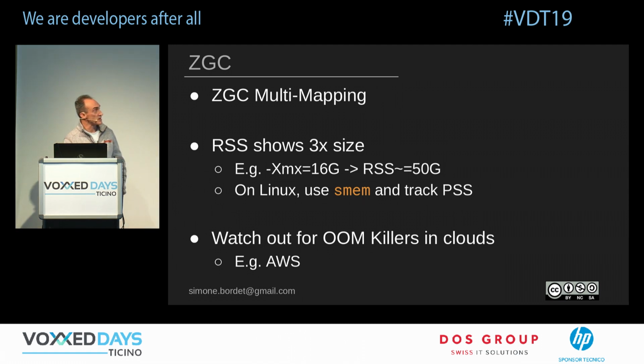You may want to not use the default out-of-memory killers, and use something else, for example, as MEM reports. This is PSS, the proportional set size. It's a different metric that actually reports correct memory usage when ZGC is used.